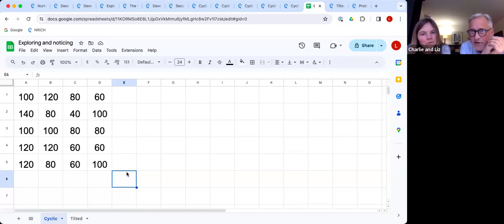Now, somebody has noticed that columns A and column C always add up to 180. Yeah. And of course, students won't notice this immediately. They will comment that they're all multiples of 10 or multiples of 20. But eventually, that realization that the opposite angles, so A and C, B and D, add up to 180, will hopefully prompt the question: does that always happen?